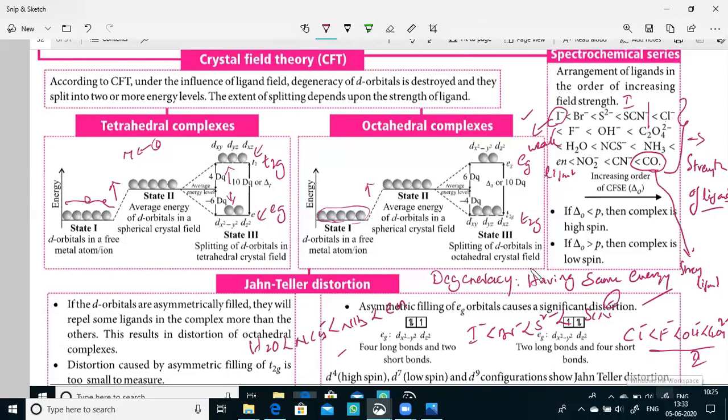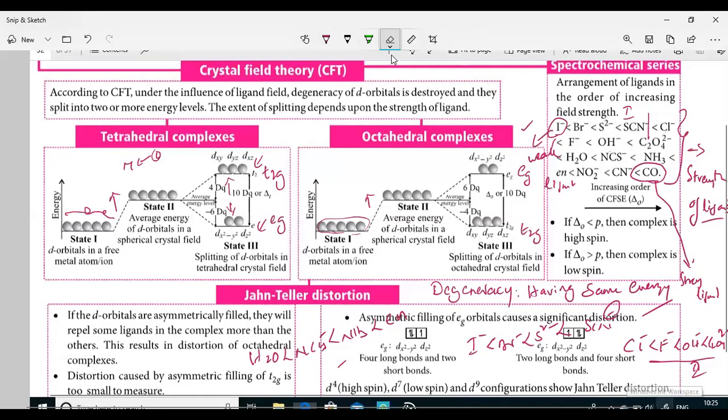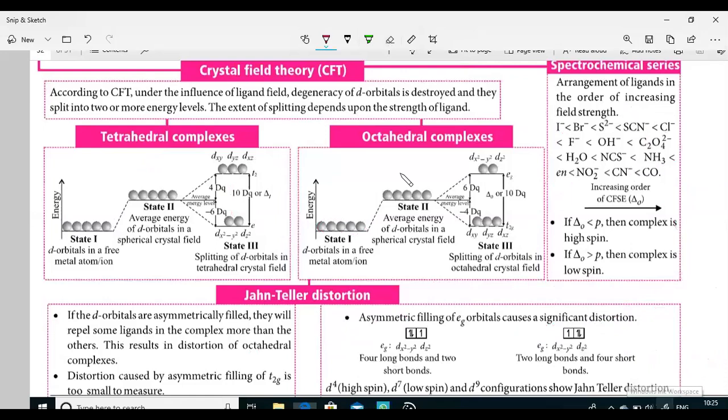See, I will write the series once again. Okay, so this is about the spectrochemical series. What else does it give an idea about? This is also very important: crystal field stabilization energy. We used to call it CFSE. Here they have given increasing order of CFSE. Okay, what is this CFSE?